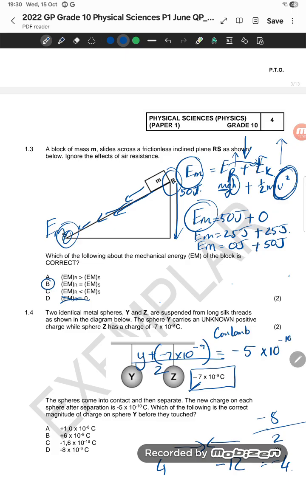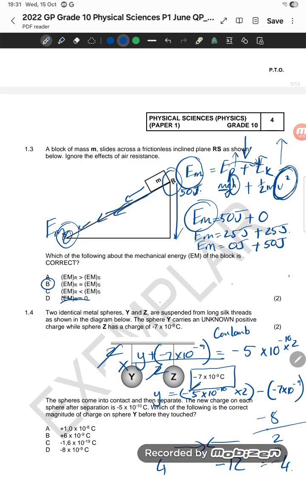Okay, so I'm going to multiply both sides by 2 to get rid of that 2, and just basic maths, I'm going to say y is equal to -5 times 10 to the -10 times 2, and then minus -7 times 10 to the -9.